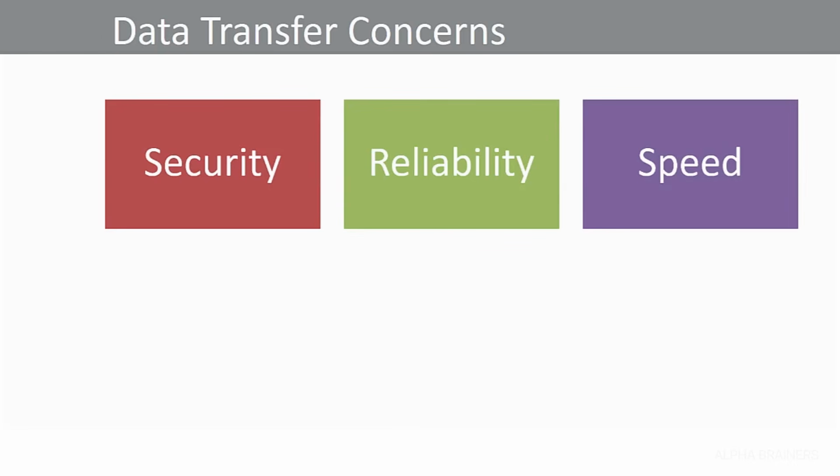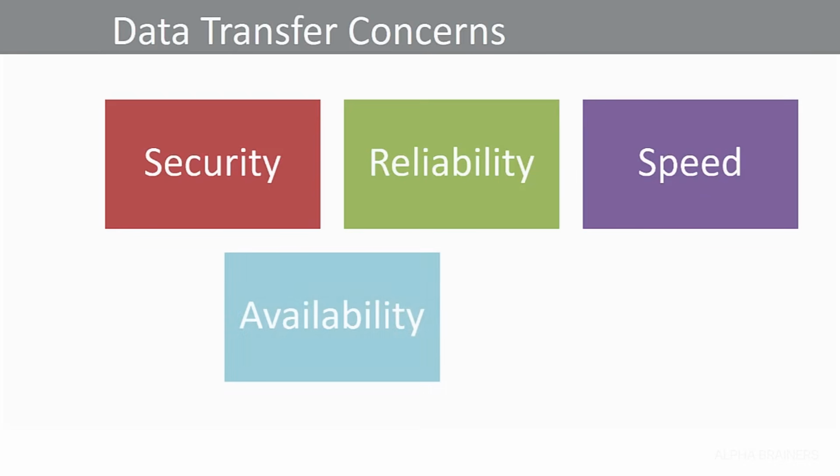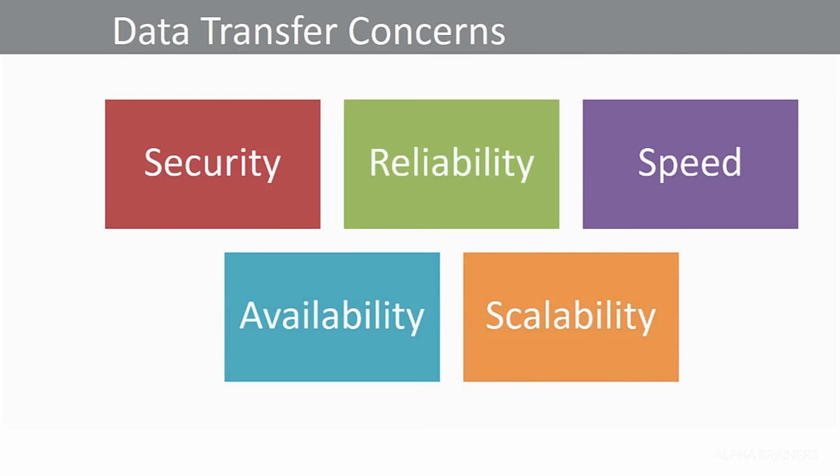Speed is also another big issue. If you're dealing with big data, it's a lot of information. We want to make sure it goes as rapidly as possible from point A to point B. Availability is important as well. We want to make sure that the data is going to be available in a timely manner. And then lastly, scalability is important too.